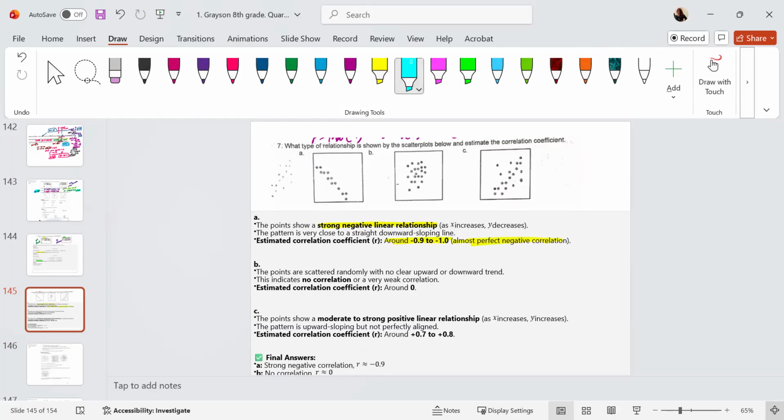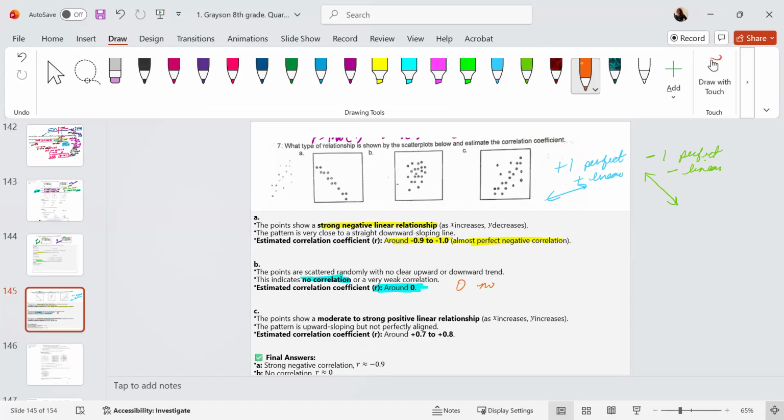Second one is no correlation, so around 0. It's 0 correlation because a positive one is a perfect positive linear, like this. Do you see that? A -1 is a perfect negative linear, just a straight diagonal line like this. Does that make sense?